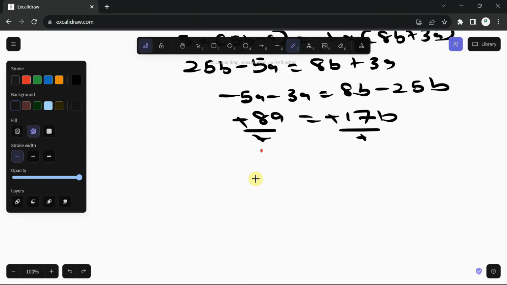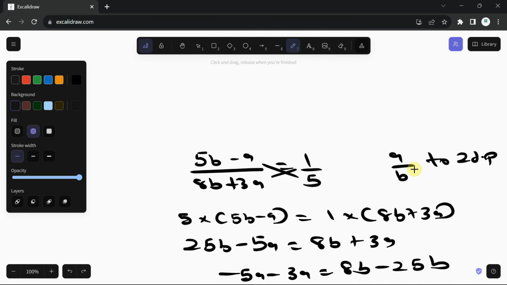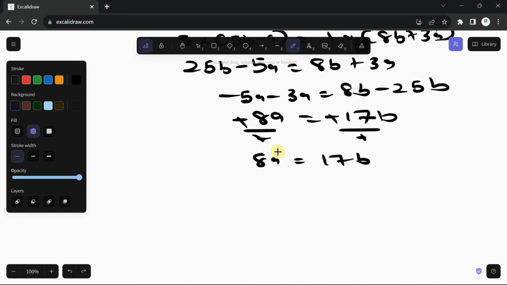So first, I can divide by minus, right? So what we have here is 8a equals 17b. Remember, what we want to get at the end of the day is a divided by b, right? So if I want to find a divided by b, I want the 8 to stand alone first, because I want a over b. So if I want the 8 to stand alone, I can divide both sides by 8.